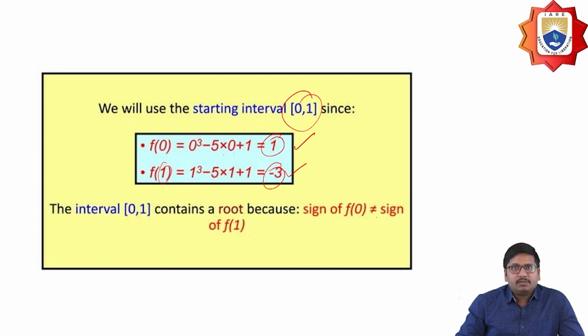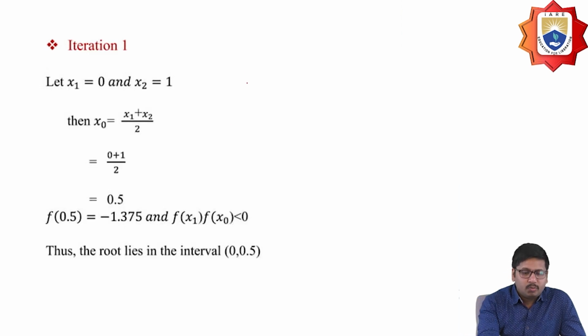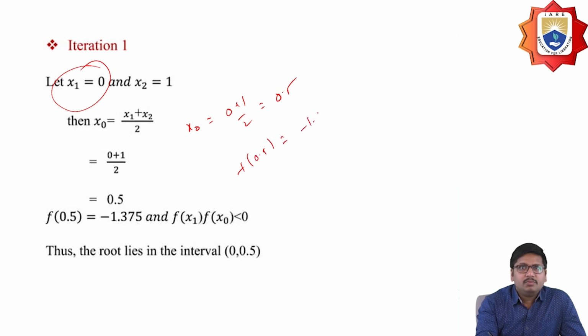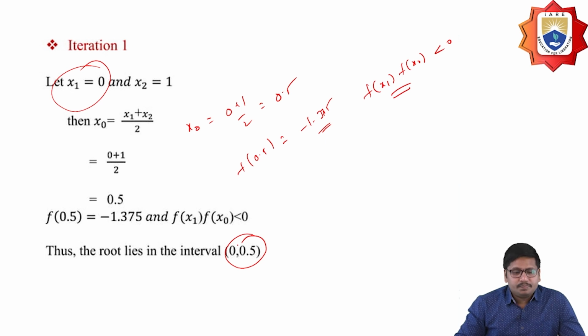So in iteration 1, let us take x1 equal to 0 and x2 equal to 1 and calculate the x naught value: 0 plus 1 by 2, so that should be 0.5. So f of 0.5 should be minus 1.375. So that means f of x1 and f of x naught is less than 0. So the root lies in between 0 and 0.5.